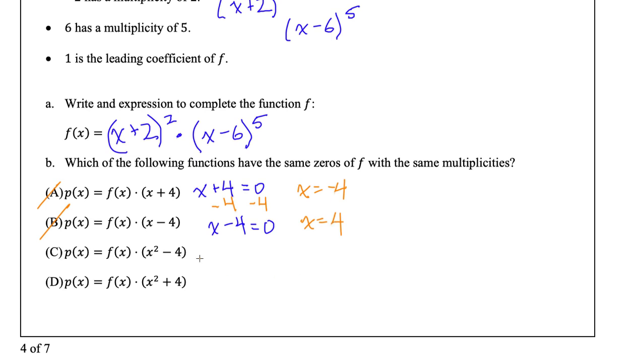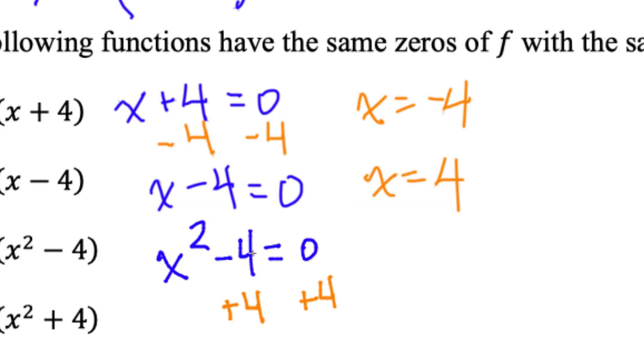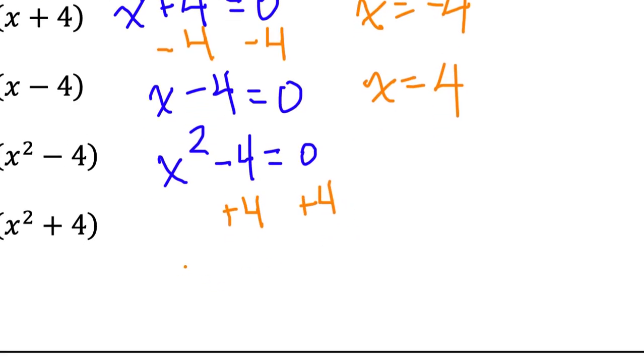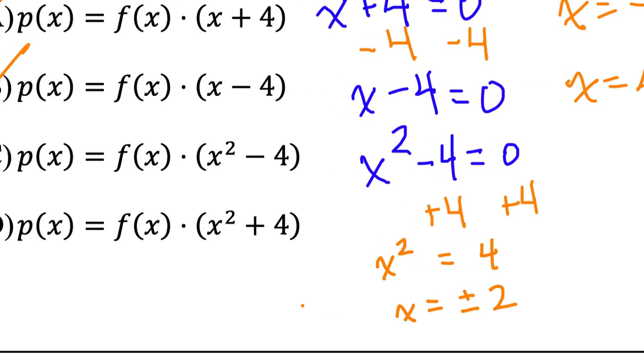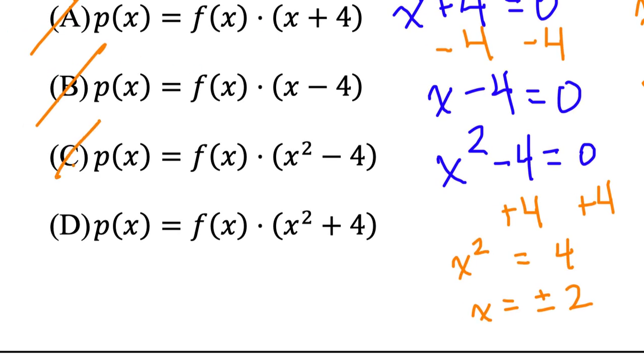Let's try another one. Set x squared minus 4 equal to 0. I'll have to be a little bit careful with this one because it has a square in it. I'm going to add 4 to both sides. Now I have x squared is equal to 4. If I take the square root of both sides, I'm left with x is equal to plus or minus 2. Again, that's even worse. I added on 2 extra zeros, a negative 2 and a positive 2. It's definitely not C. By process of elimination, it is D.